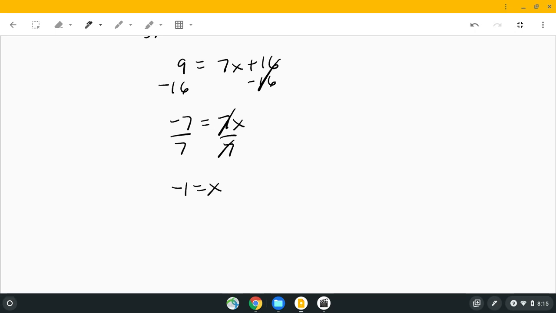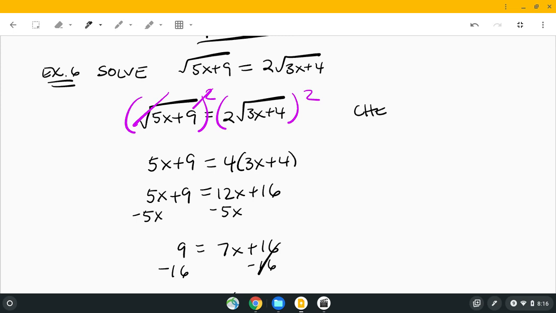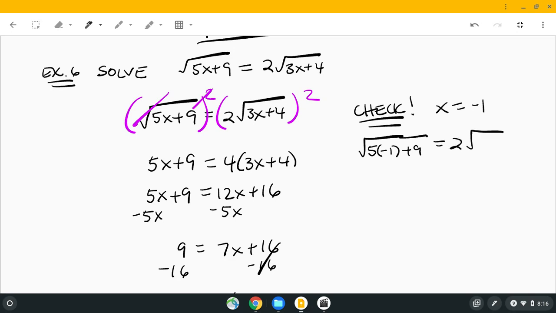All right, so let's check this. x equals negative 1. Let's go up here to the original problem. Square root of 5 times negative 1 plus 9, so that's the left side. And then the right side, 2 times square root of 3 times negative 1 plus 4. So we want to know, is the left equal to the right?